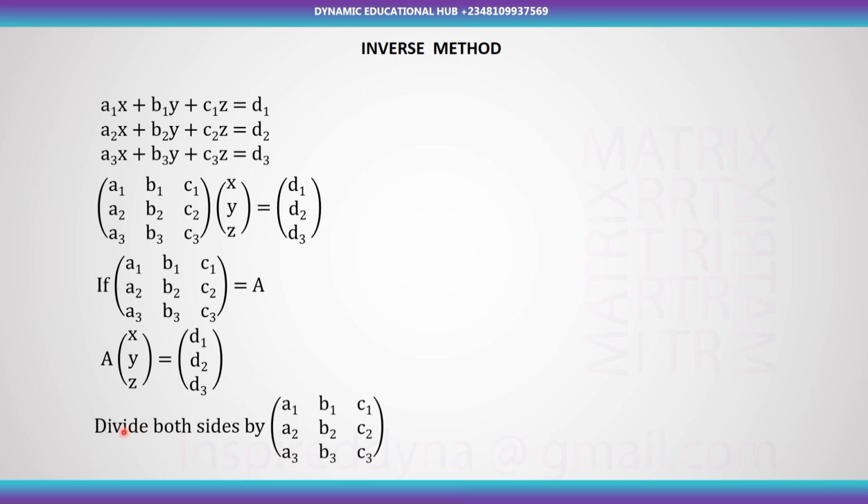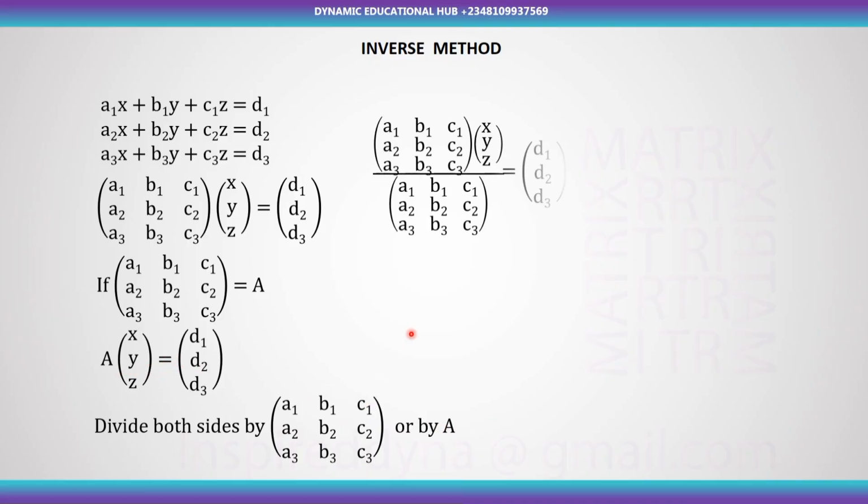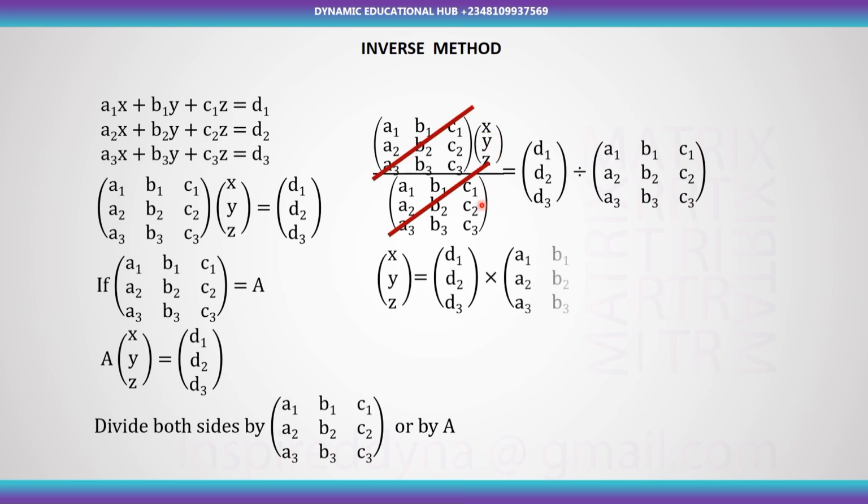Now we can divide both sides by A. Since we want to get the value of x, y, z, we want to isolate this matrix. So we divide this side by A, and we divide the other side by A. Dividing, we cancel A on this side, so we are left with x, y, z over here, and it's going to be d1, d2, d3 divided by A.